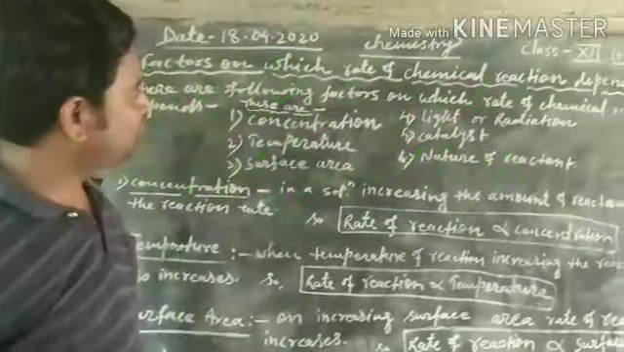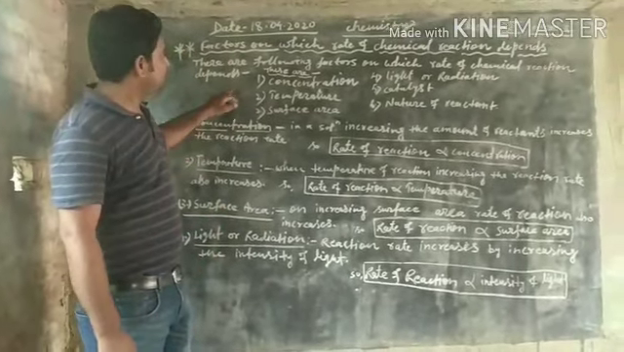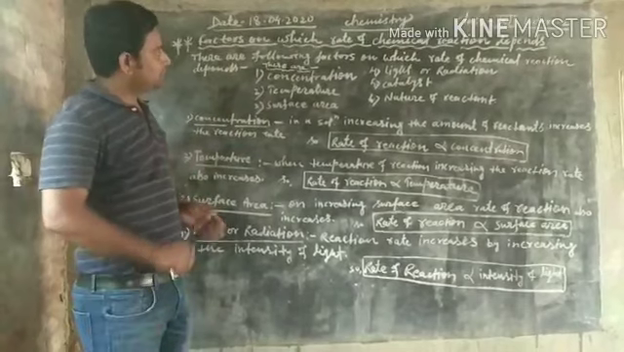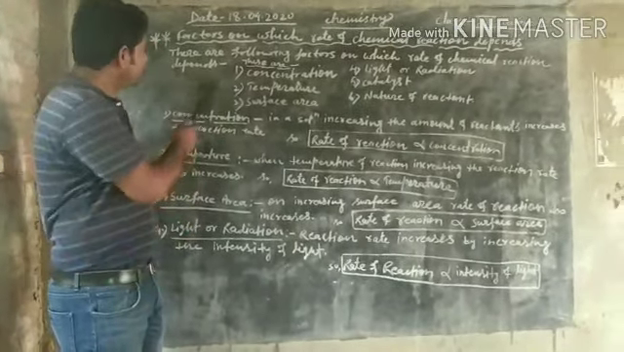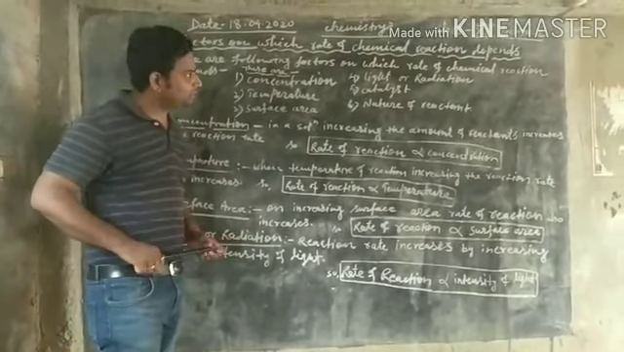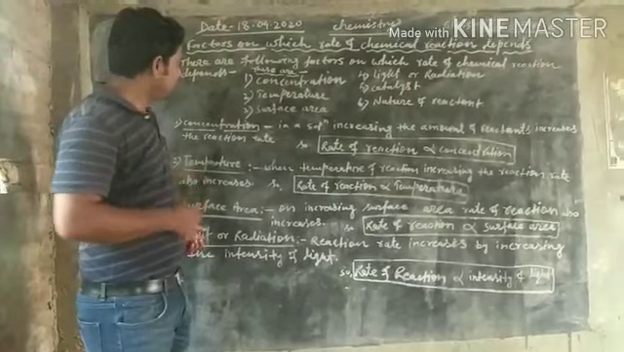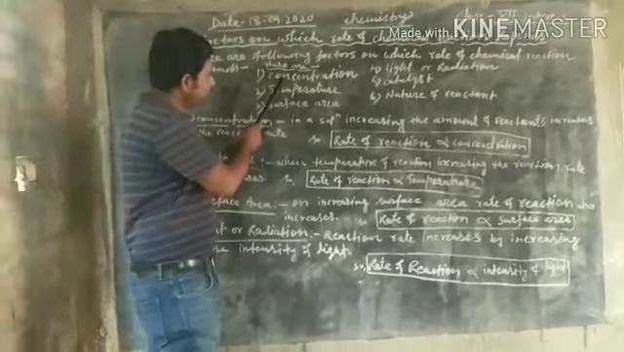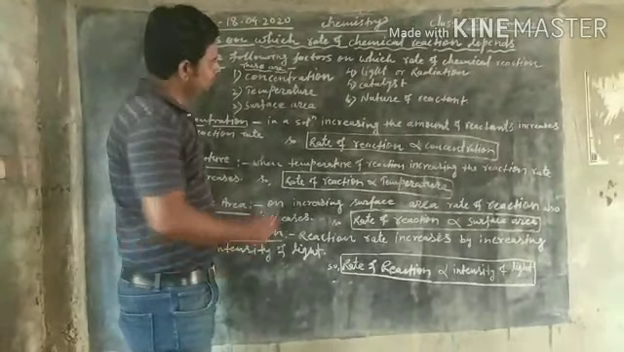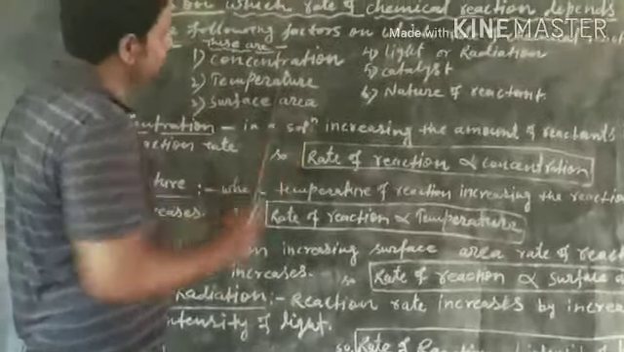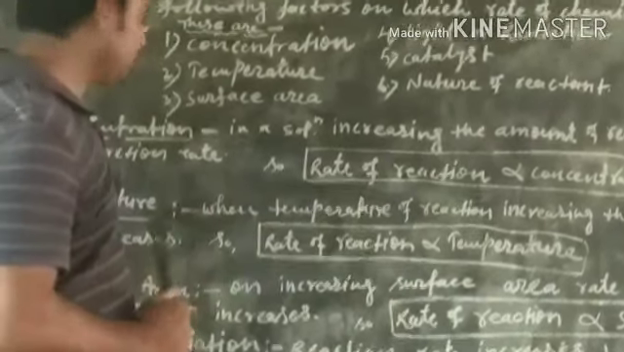Factors on which the rate of chemical reaction depends. There are following factors on which the rate of chemical reaction depends. These are concentration, temperature, surface area, light or radiation, catalyst, and nature of reactant.